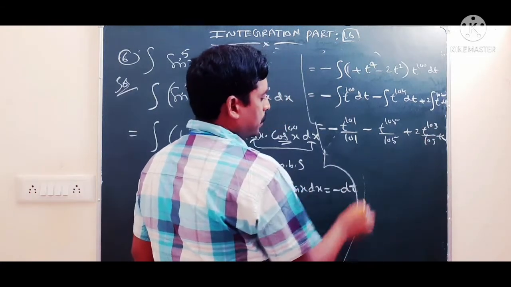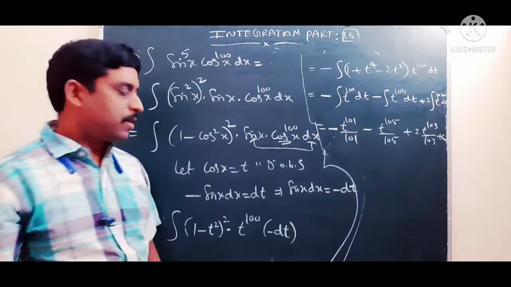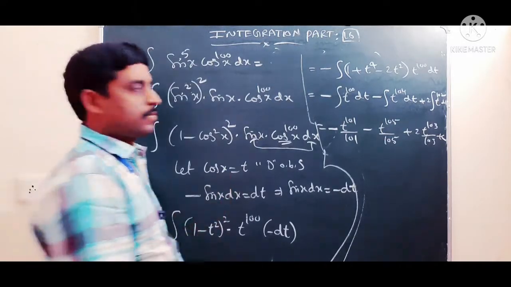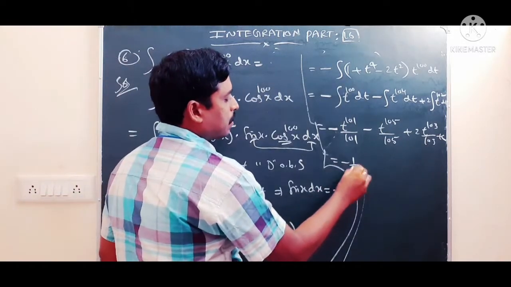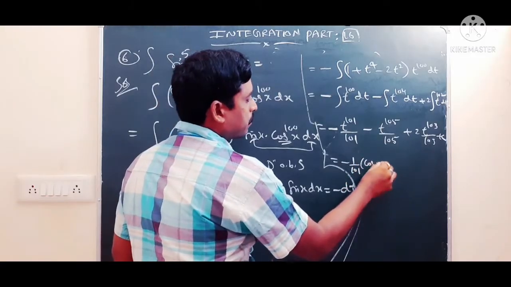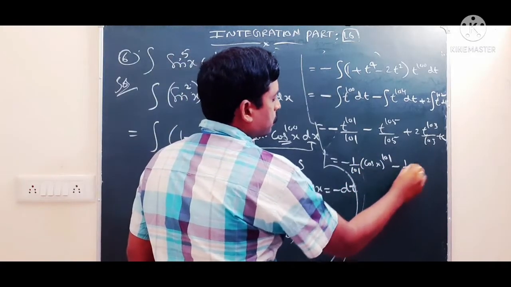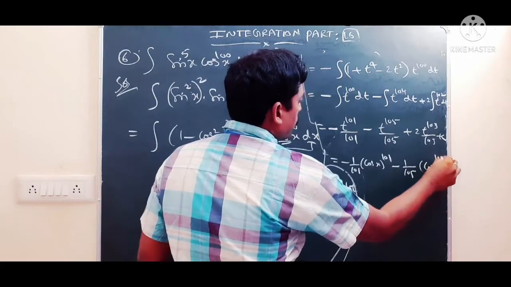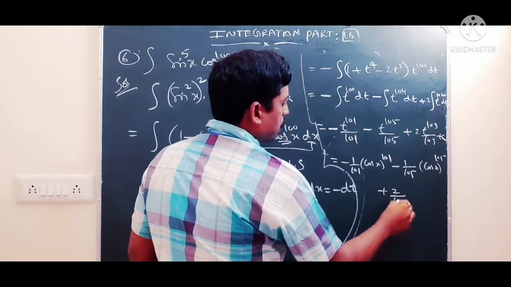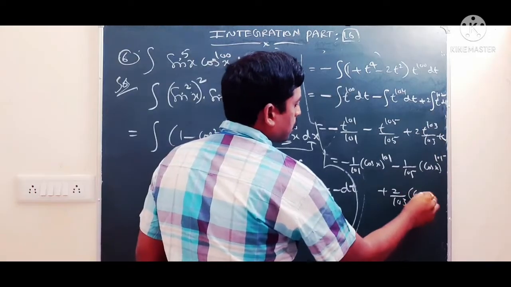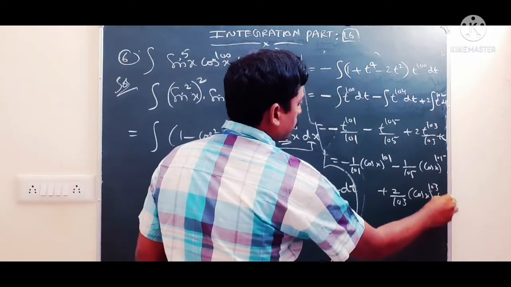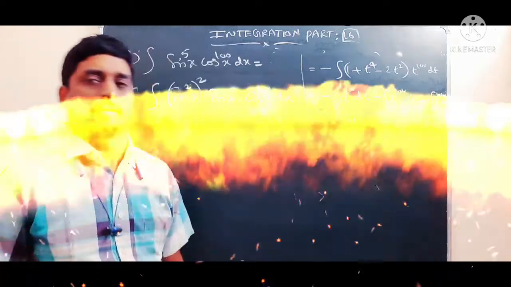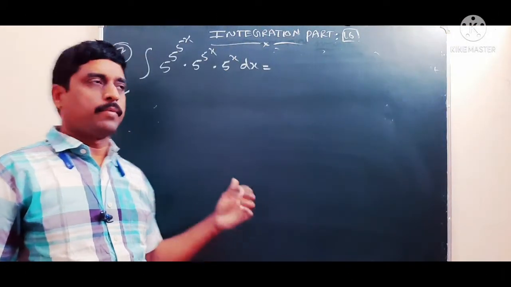In the place of t, we should write cos x. So this will be minus cos x to the power 101 by 101, plus 1 by 105 into cos x to the power 105, minus 2 by 103 into cos x to the power 103. This is the final result. Let us go to the next problem.